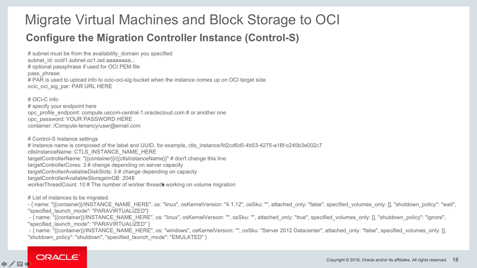Here are the setting information that you need to specify for the Control S instance. And then finally, this is where you specify the list of instances to be migrated. Note that if you do not specify this list here, you can also specify this as an argument to the job by specifying the file in a JSON format.